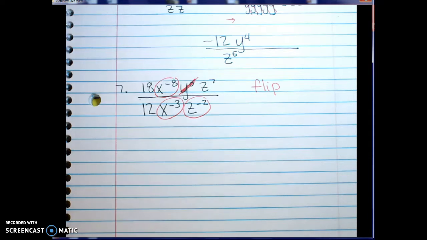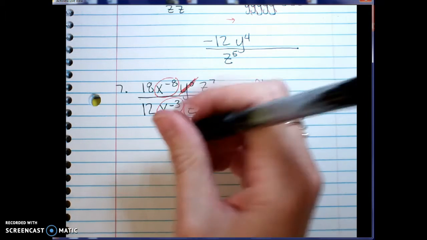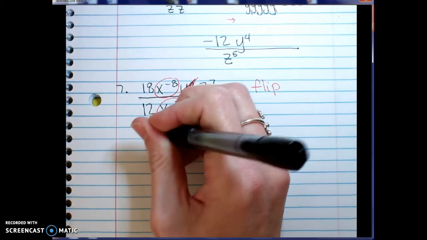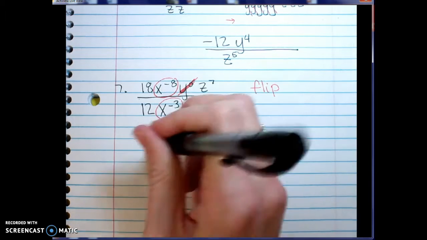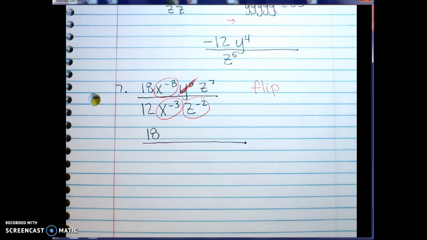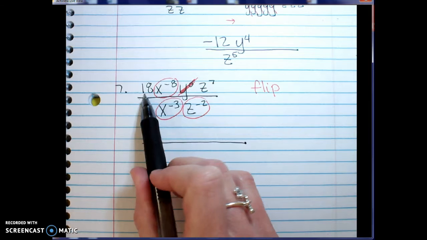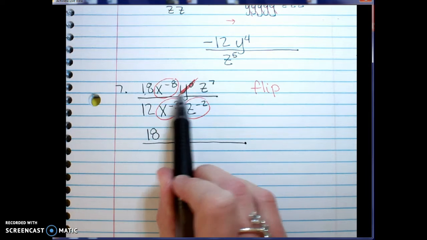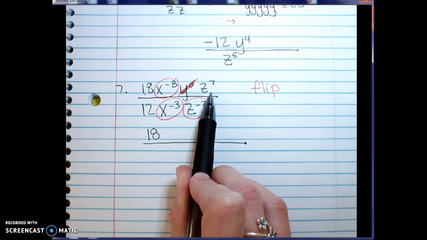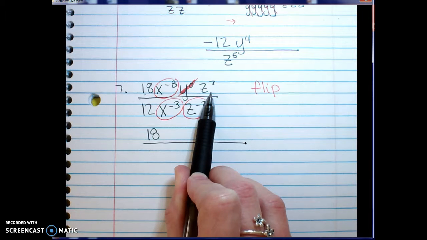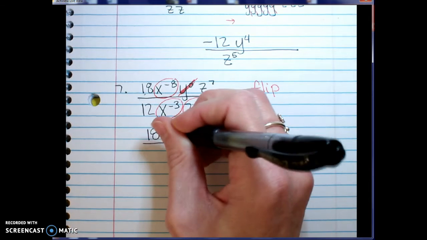I'm going to rewrite this and start my big lists. This gets kind of confusing, so make sure you do it slowly. On the top, I still have my 18 for now. I'm going to draw my little fraction line. I'm going to go through what's on the top that's not circled first. So my variables are going to get a little out of order. Usually they're alphabetical, but we don't care. So on the top, I have my 18. The x will go to the bottom. My y was crossed off, but I do have z to the 7th, so I'm going to list that out first. So I'm going to write out my 7 z's.